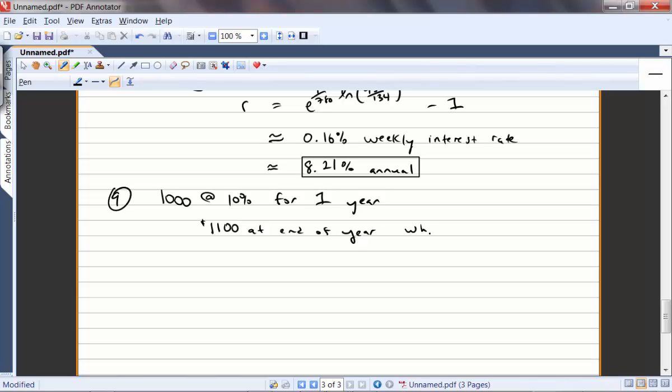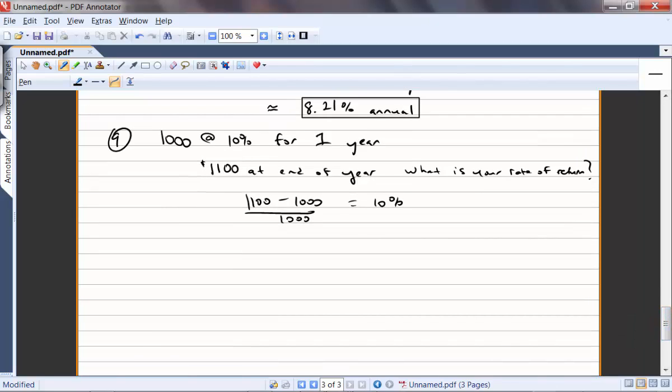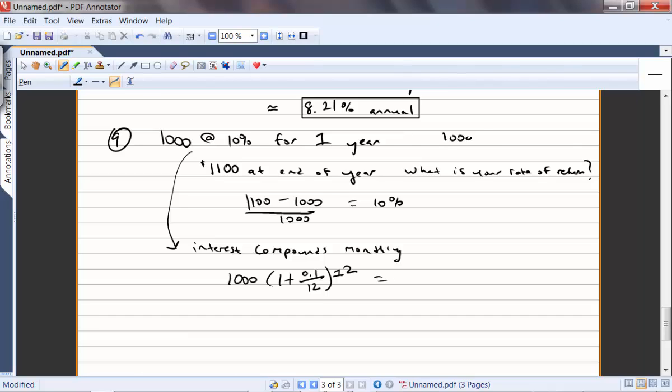What is your rate of return? What is your interest rate? 10%, right? It's the amount you have at the end minus your initial investment, over your initial investment. 100 over 1,000, 10%, or 0.1. What if instead you take this 1,000, you invest it at 10% per year, but the only thing we change is that interest compounds monthly? Then what do you have at the end of a year? Well, you have your 1,000 times 1 plus 0.1 divided by 12, raised to the power of 12, 12 compounding periods, just using the formula. Up here we just used 1,000 times 1 plus 0.1 raised to the power of 1, and you got 1,100, right?